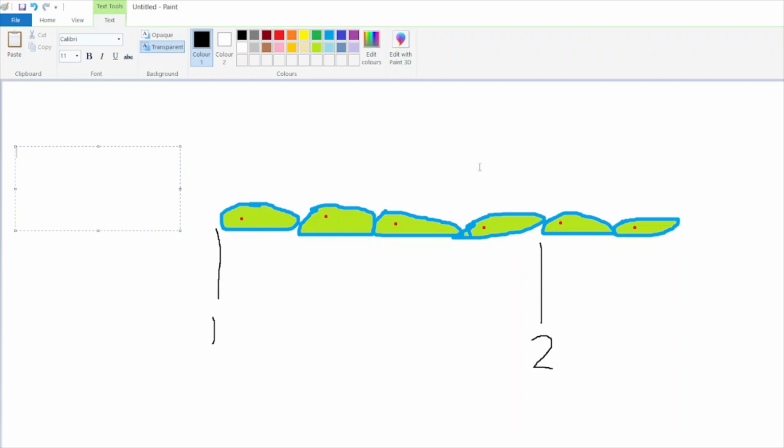So you get 4 cells in a millimeter. So if you've got 4 cells in 1 millimeter, which is 1,000 micrometers, and if you divide both sides by 4, think of it a bit like a ratio, then you're going to have 1 cell is 250 micrometers long.